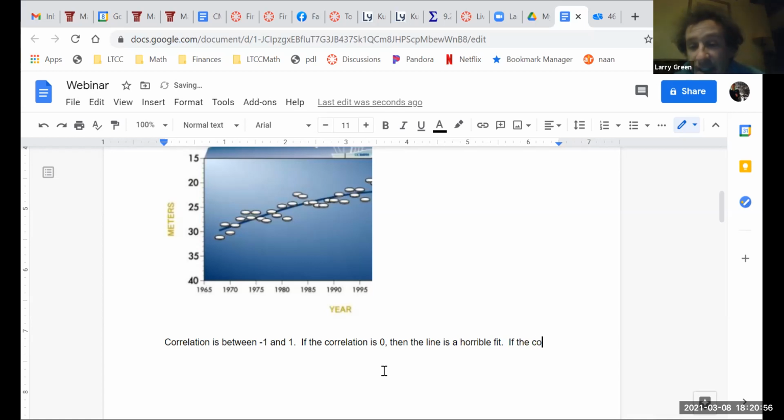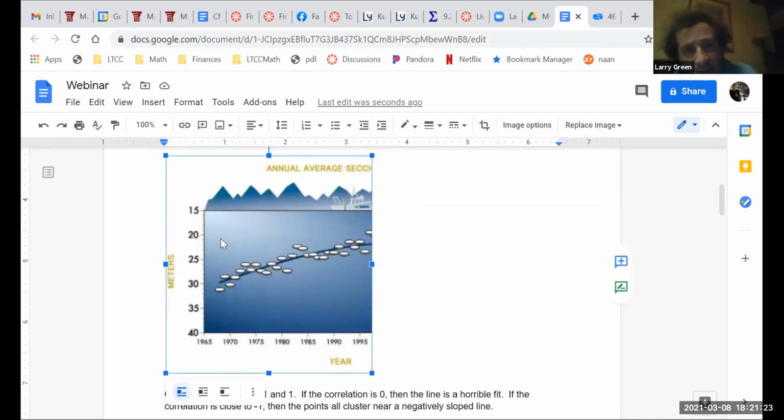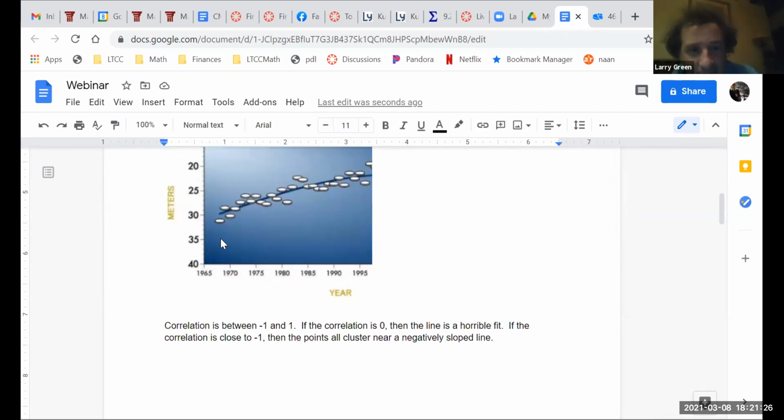If the correlation is close to -1, then the points all cluster near a negatively sloped line. In this case, the correlation is probably close to -1. You have to turn this upside down, which is always a pain for this particular example. This one is probably going to be like -0.9 if you looked at the correlation for this scatter plot.